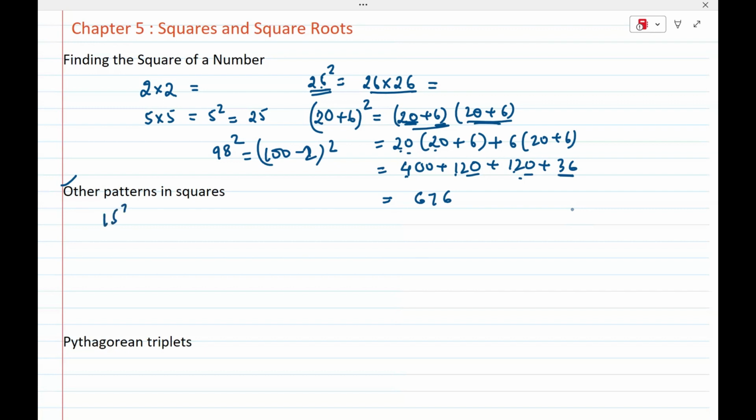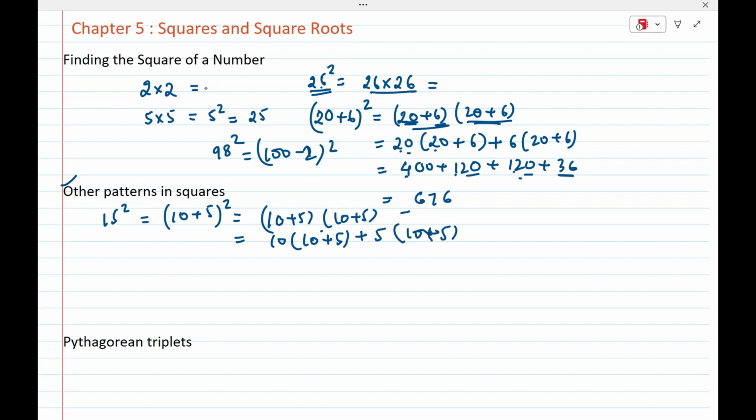Take the example of 15 square. 15 square is how much? We can write 10 plus 5 and then square. Distribute it. So 10 plus 5 and again 10 plus 5. What we can do? Take the first number, second bracket as it is, and then the second number, second bracket as it is. This will give you 100, then 50, again 50 and 25. This will give you 100, 200, 225.